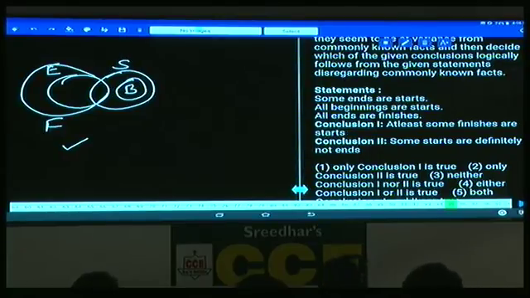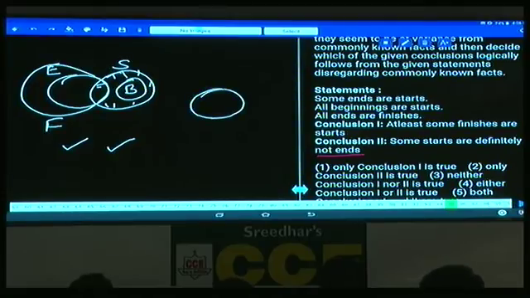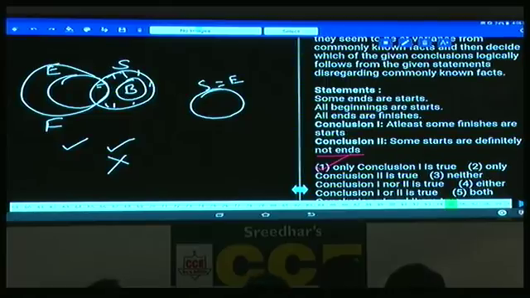Some of the starts are not ends, definitely true or not? Yes, definitely. Because these are the starts which are not ends. All these are the starts except this region. Except this region, the entire region belongs to S, which are not ends. Now in order to make this one false, I should prove all starts are ends. If you draw a single diagram here, S equals E, and this will be false. Alternate diagram proven, previous conclusion will be false, and so only conclusion 1 is true. Only conclusion 1, it is given in choice 1.